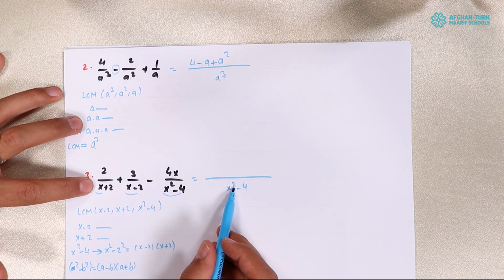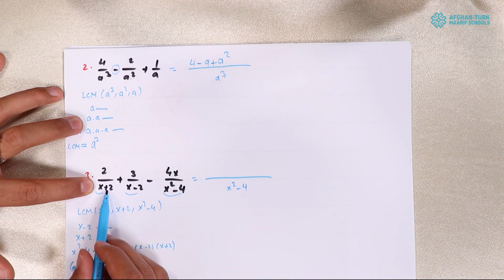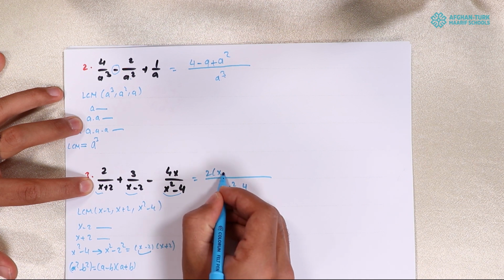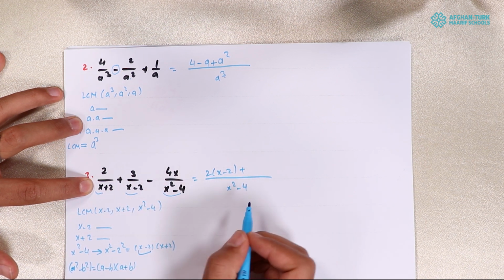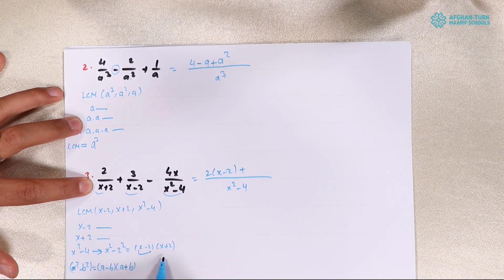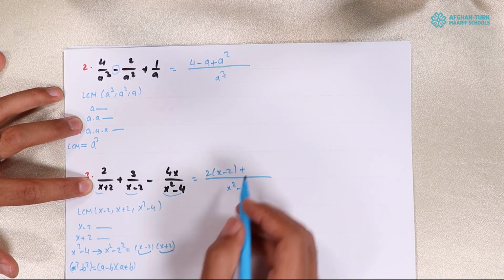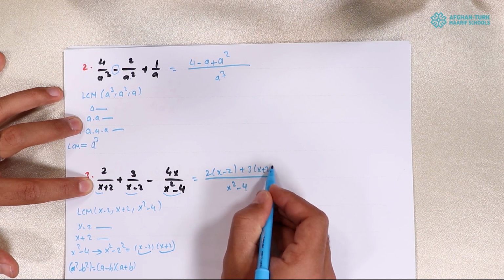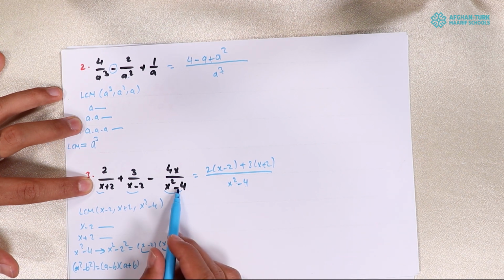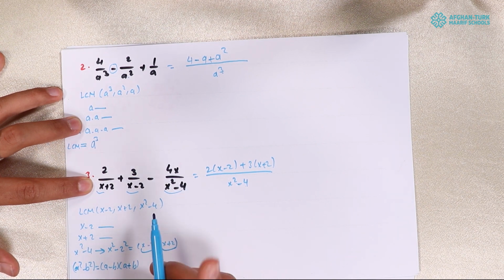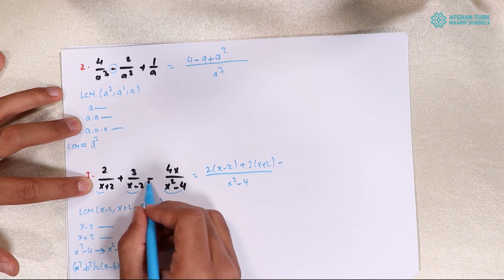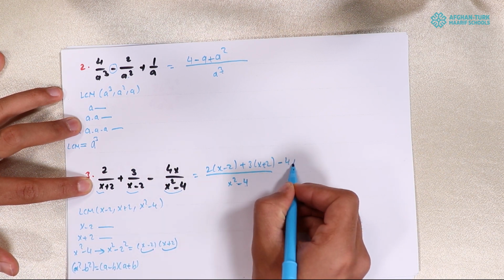Okay, when we divide x squared minus 4 by x plus 2, we get what? X minus 2. X minus 2 times 2, plus, okay, x squared minus 4 divided by x minus 2 will be equal to x plus 2. X plus 2 times 3. Okay, so x squared minus 4 divided by x squared minus 4 is equal to 1. 1 times 4x, minus, because we have subtraction, minus 4x.